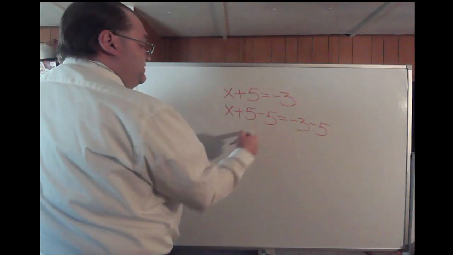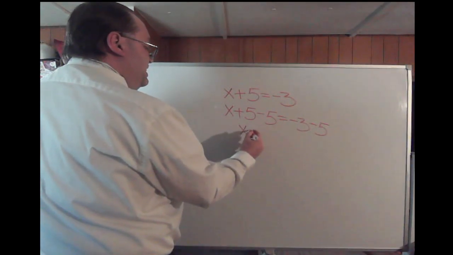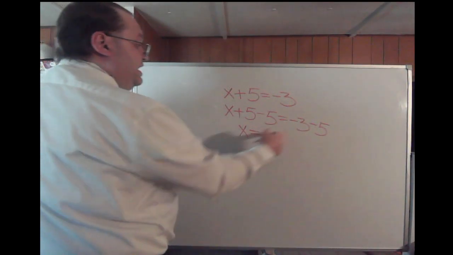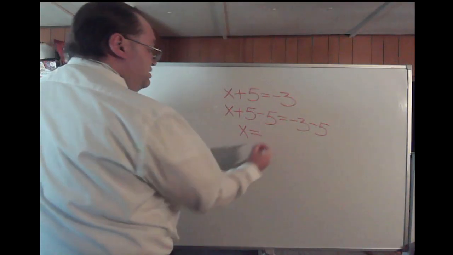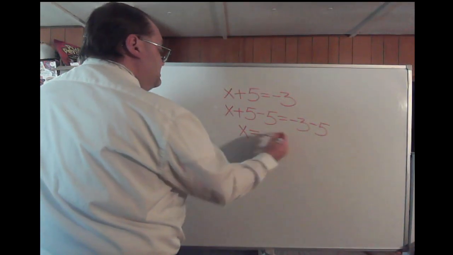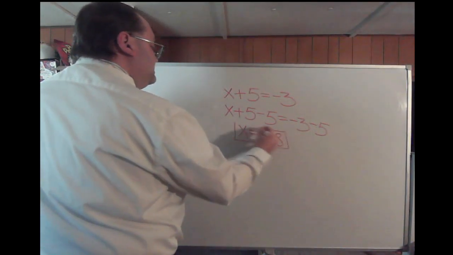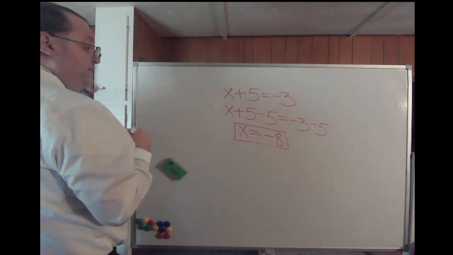So 5 minus 5 is 0. That would just leave x by itself. X would equal negative 3 minus 5, which would be negative 8. So the value of x in this equation is, in fact, negative 8.